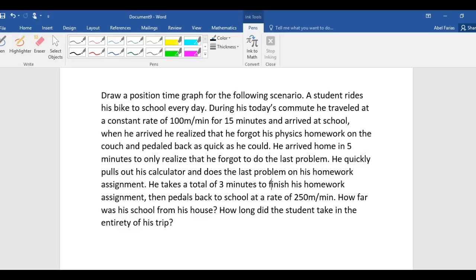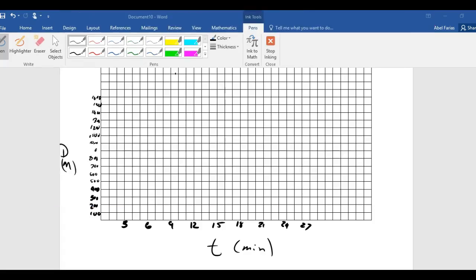He quickly pulls out his calculator and does the last problem on his homework, and it takes him a total of 3 minutes to finish his homework. He then pedals back to school at a constant rate of 250 meters per minute. How far was his school from his house, and how long did the student take in the entirety of his trip? Okay, so before we can do anything, we have to do this position time graph, and then we can start doing some calculations.